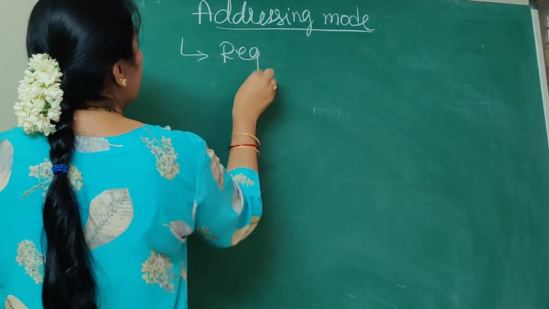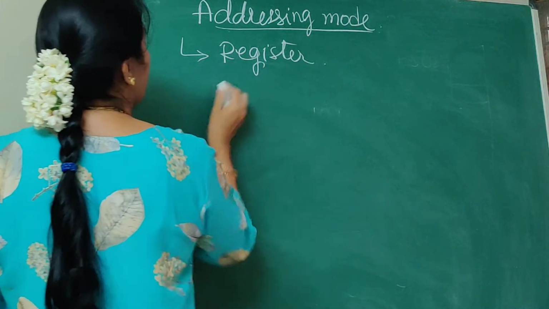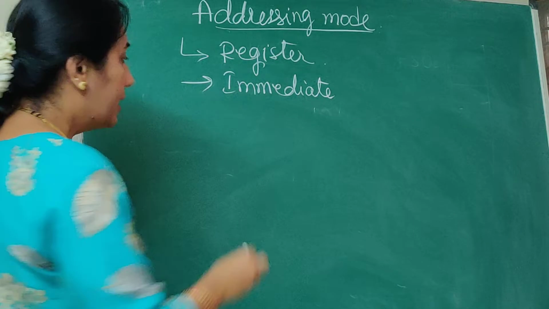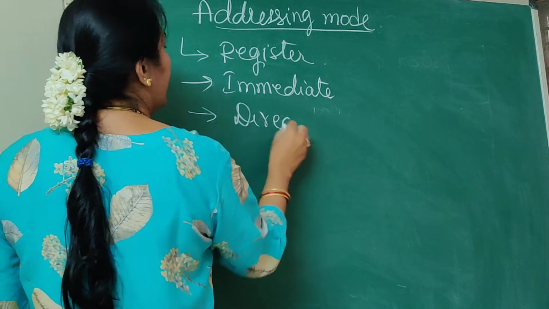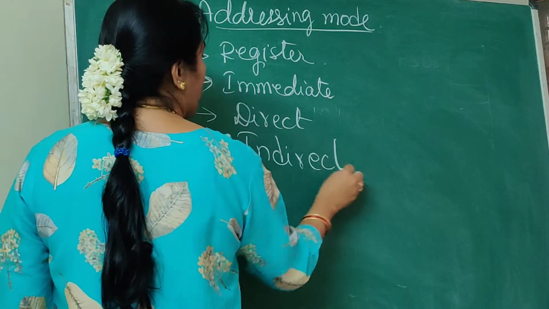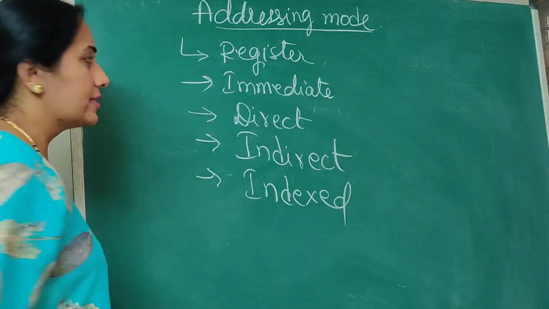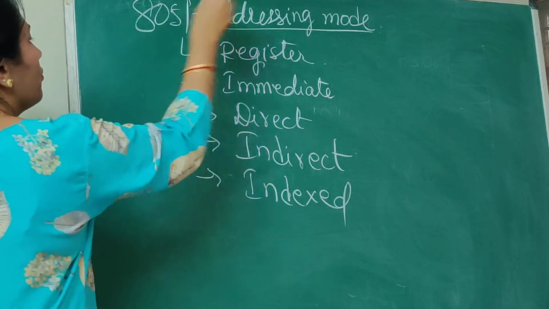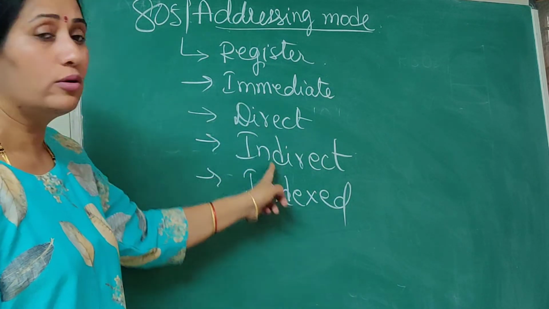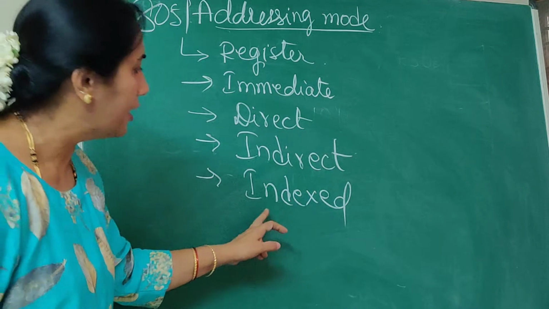What are they? The first one, the easiest one, is the register addressing mode. Then the immediate addressing mode, then the direct addressing mode, then the indirect addressing mode, and then the indexed addressing mode. These are the 5 addressing modes present in 8051. Some books also write the indirect mode as register indirect addressing mode. That is also correct. And the next one is the indexed addressing mode. So these are the 5.